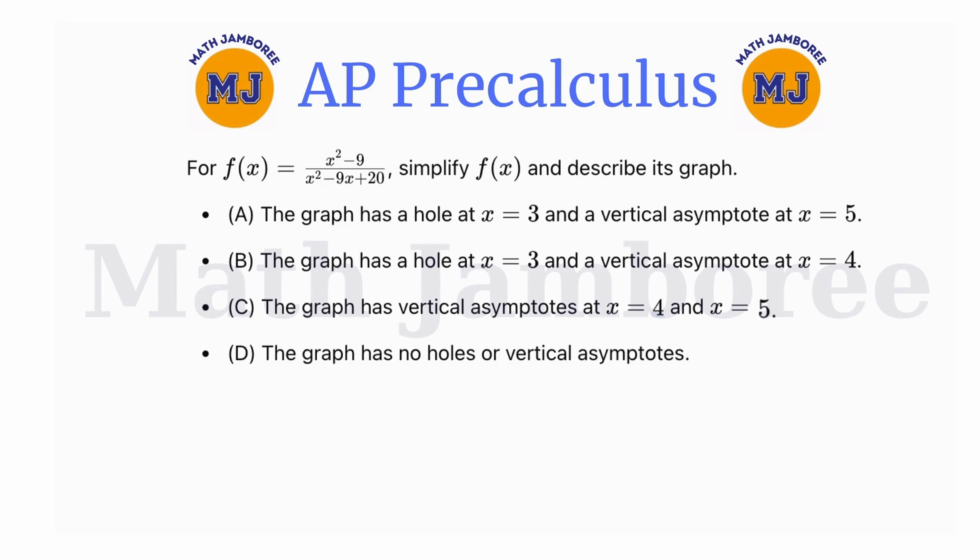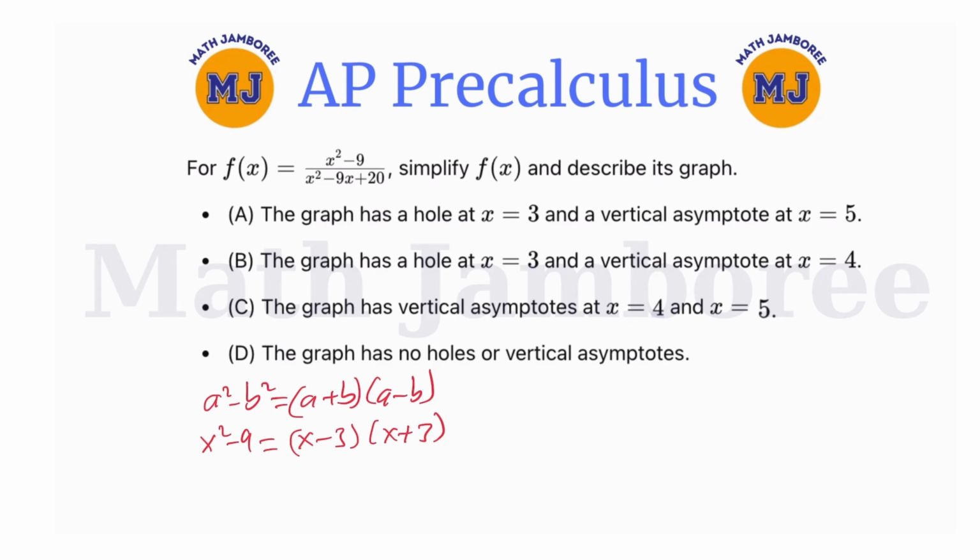Notice that in the numerator, we have x squared minus 9. It's the difference of squares. So, you know that a squared minus b squared is a plus b times a minus b. So, x squared minus 9 will be equal to x minus 3 times x plus 3.